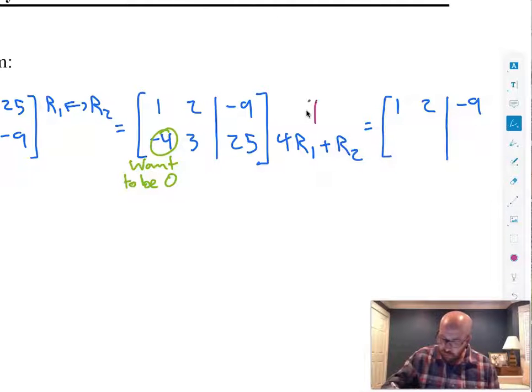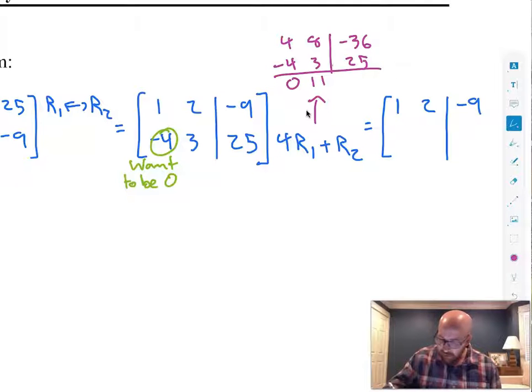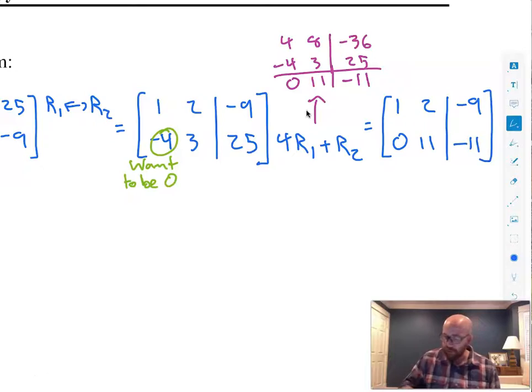Now, maybe you want to do some work. So let's do the work. So 4 times row 1 would be 4, 8, and then negative 36. Combined with row 2, negative 4, 3, 25. We get 0, 11, and then a negative 11. Zero, 11, negative 11. Close off my bracket.